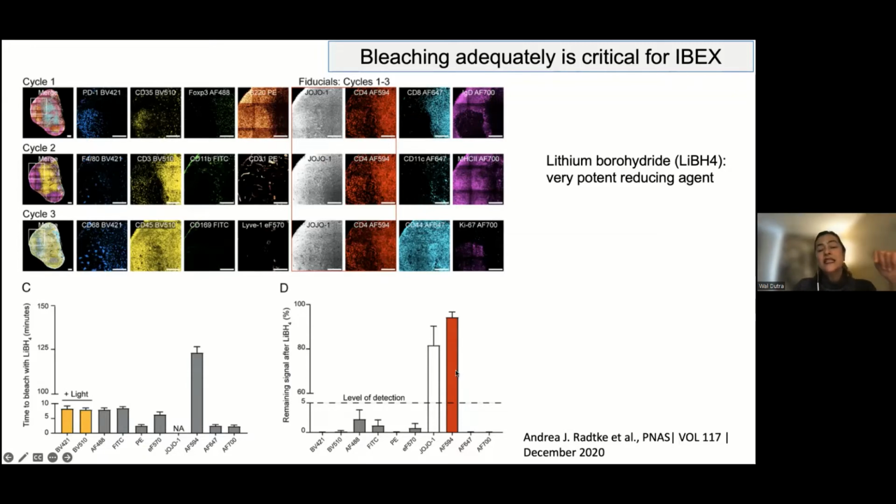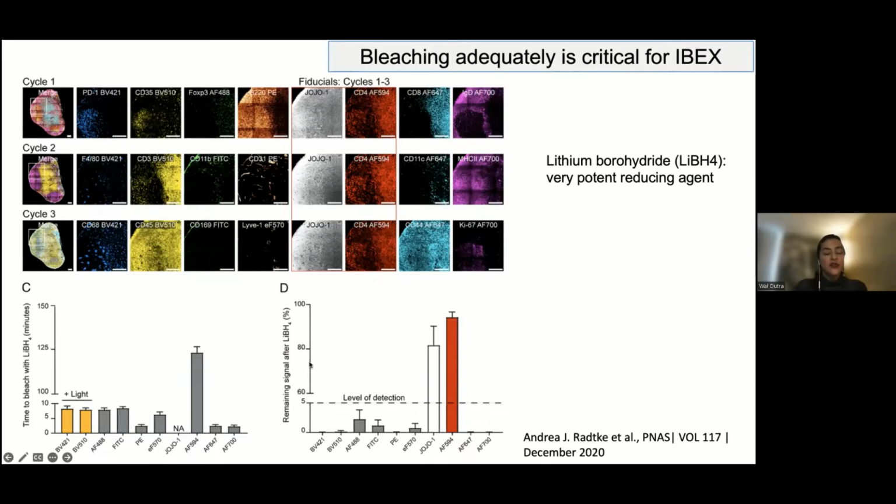So this is a good fluorochrome for you to use with one of your fiducial markers. So that will stay through your cycles, as you see shown here, because this fluorochrome is not susceptible to the bleaching by the lithium borohydride. So this is a good way of choosing it.